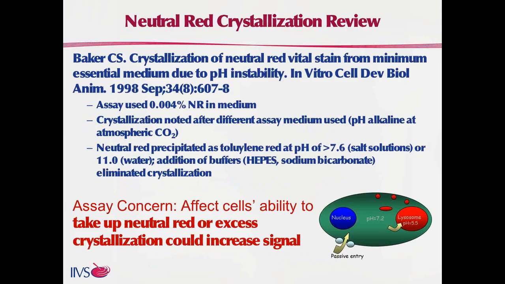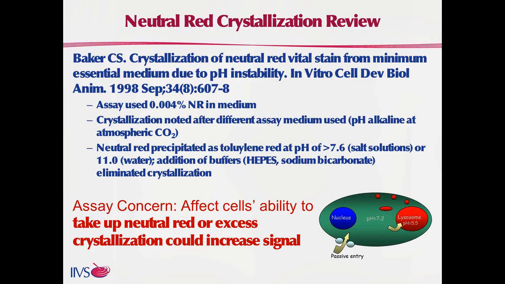So let's go ahead now and dive into one of the assay challenges, one of which you may have seen before in your experiences. Maybe you weren't sure what you were seeing, and that's Neutral Red crystallization. In 1998, a publication came out describing how Neutral Red crystallization occurs due to pH instability. The laboratory that had discovered this started using a different medium, and when they started using this different medium, they noticed that there were fiber-like structures forming within their medium. And the medium they were using was prepared with Neutral Red.